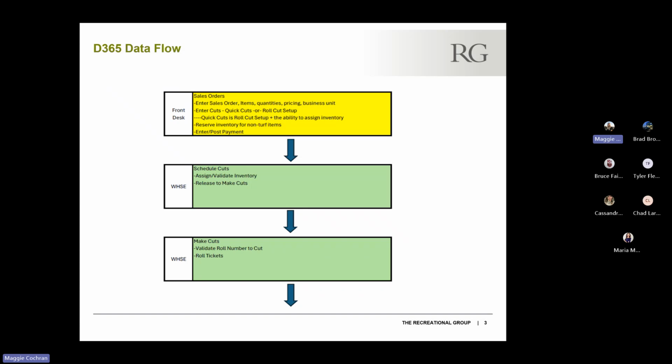All right, this is also where you'll enter the cuts. There are 2 different processes. One is called quick cuts, and the other is called roll cut setup. The only difference between them is that in quick cuts you will assign inventory to the cut. In roll cut setup, you just enter the cuts. Okay?